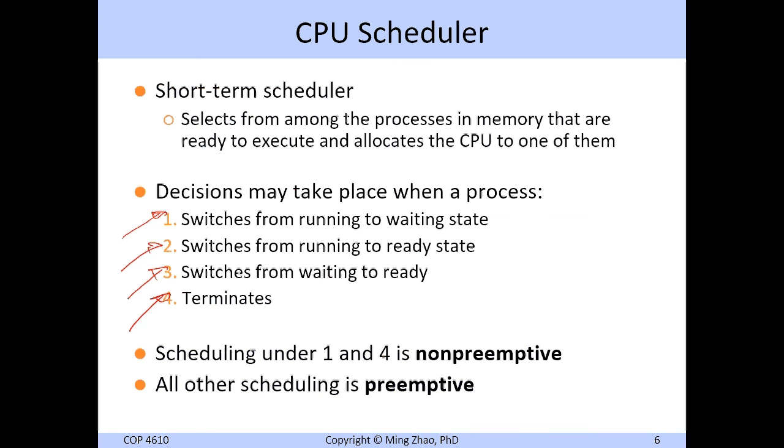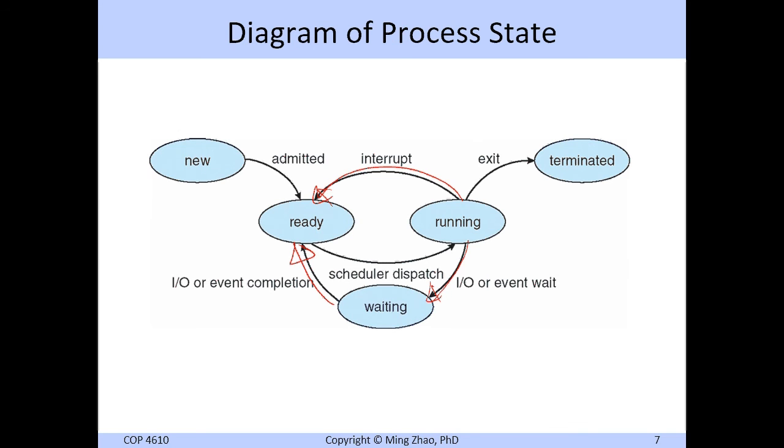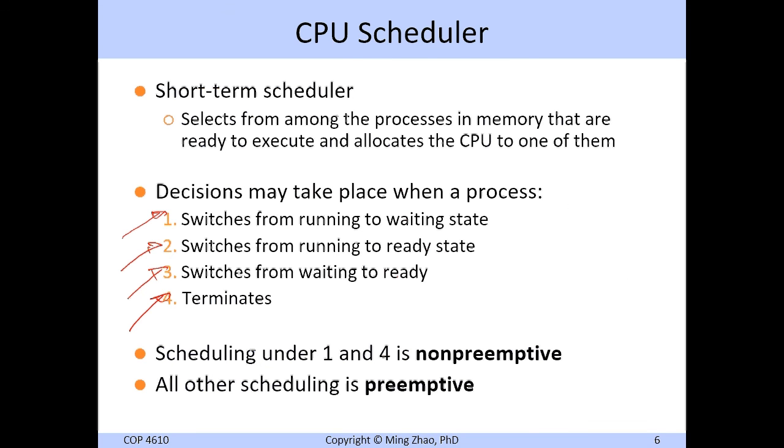Finally, the CPU scheduler can make a decision when the process that was running before terminates. This is obvious. When the process finishes and vacates the processor, of course the CPU scheduler can now make a decision which process to run next. So these are all the four possibilities when a CPU scheduler can make a decision.